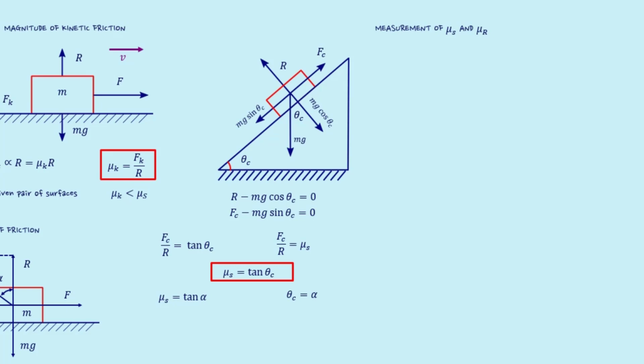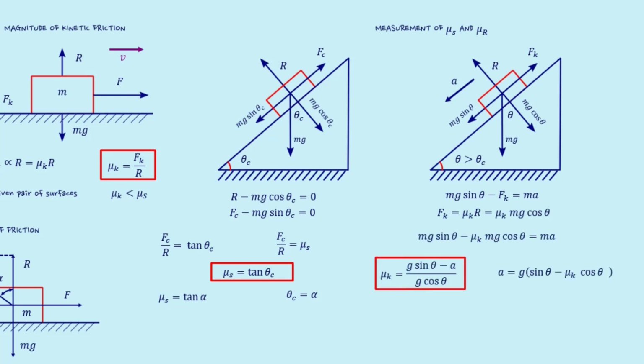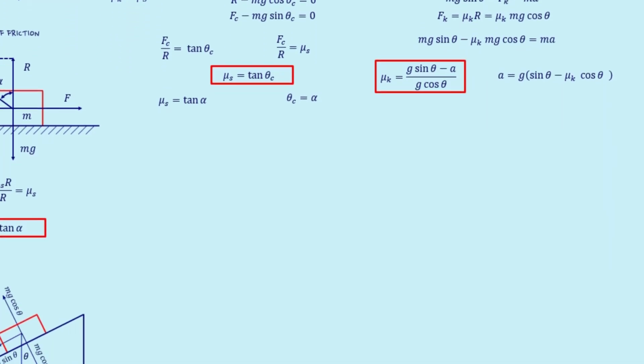In this case, kinetic friction is working on the object. If we consider that the object is moving with uniform acceleration a along the inclined plane, then we can write down mg sin theta minus fk is equal to ma, by equating the components parallel to the inclined plane. Again, fk is equal to mu k R, which is equal to mu k mg cos theta. From these equations, we can obtain the value of mu k. In case mu k is known to us and the acceleration of the block is unknown, we can even calculate the acceleration of the block too using this set of equations.